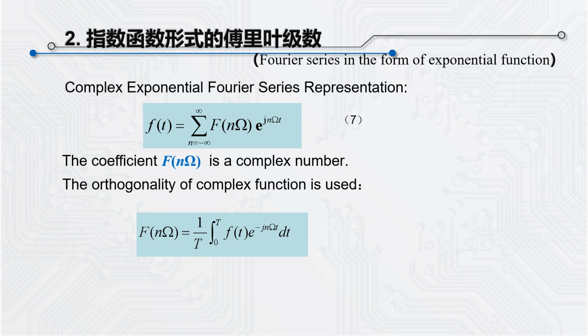Let's take a look at Formulas 7 and 8. The function f(t) can be expanded into a Fourier series in the form of exponential functions. Formula 8 is the corresponding coefficient F(n omega). When the Fourier series is expanded in the form of exponential functions, the coefficient is a complex number. Sometimes it can be expressed by Fn.